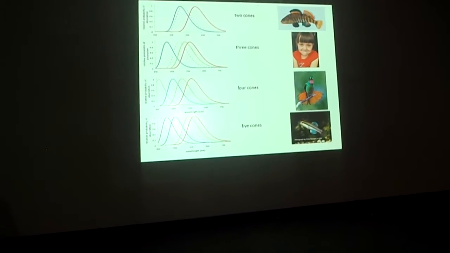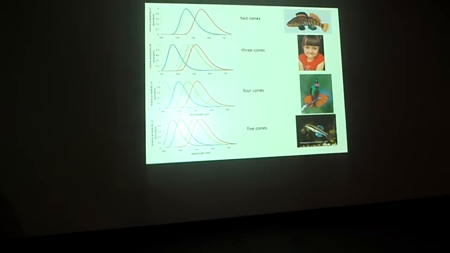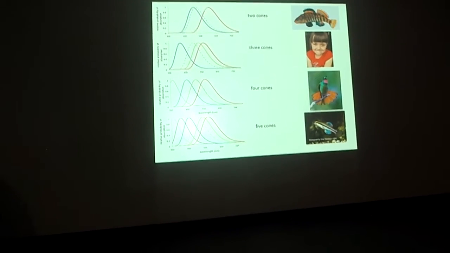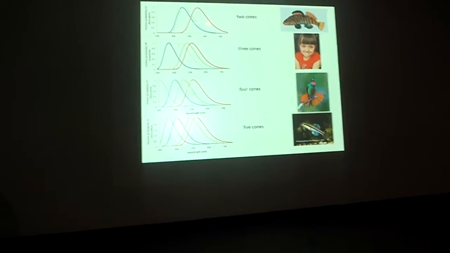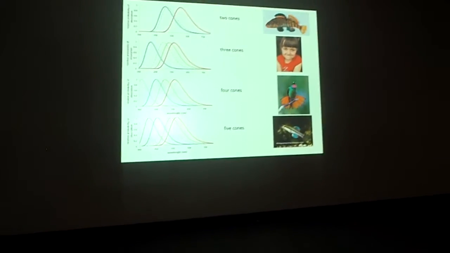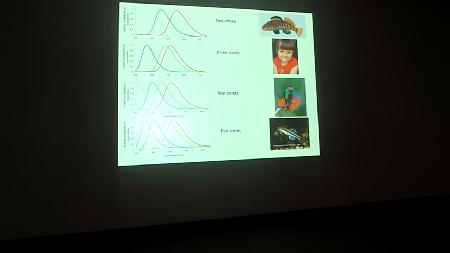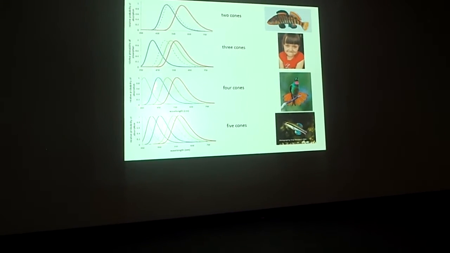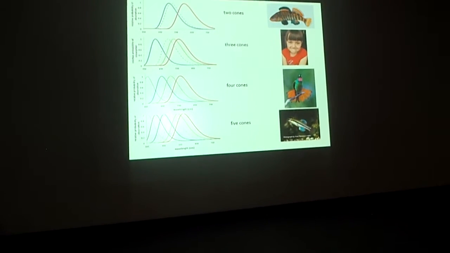And not only is there variation in the number of cone cells that animals have, but there's also variation in the spectral sensitivities. We can look up at this male rainbow darter and see that the red cone cell is particularly red shifted. We can look at the human and see that the blue cone cell is particularly blue shifted. And of course, both the bird and the killifish are sensitive in the ultraviolet.